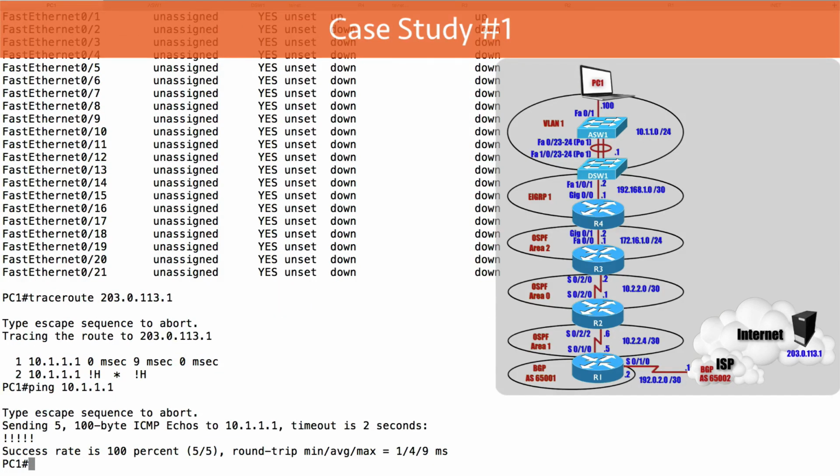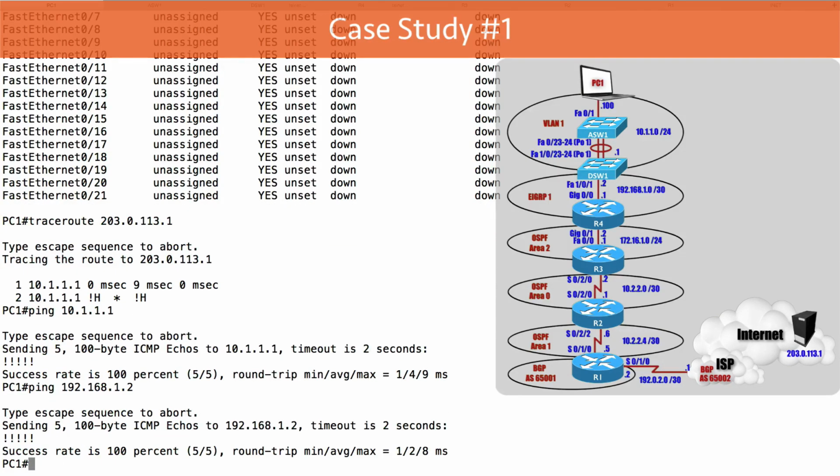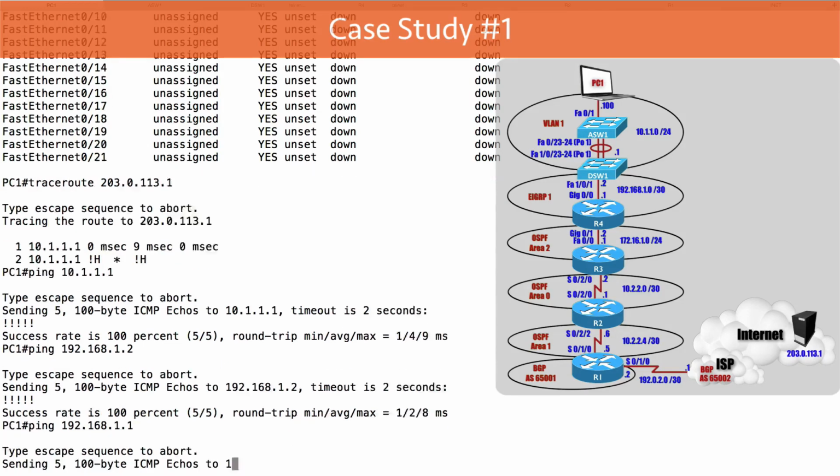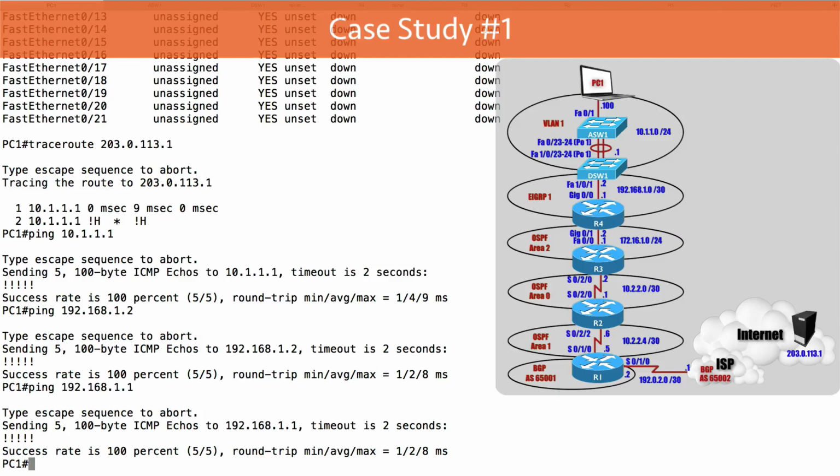Can I ping the egress interface on my default gateway of DSW1? If you take a look at the topology, you'll see that the IP address of the egress interface, FastEthernet 1/0/1, is 192.168.1.2. Can I ping that? Yes, I can. Let's now ping the ingress interface going into R4. Here's its IP address, and I can reach the ingress interface on R4.